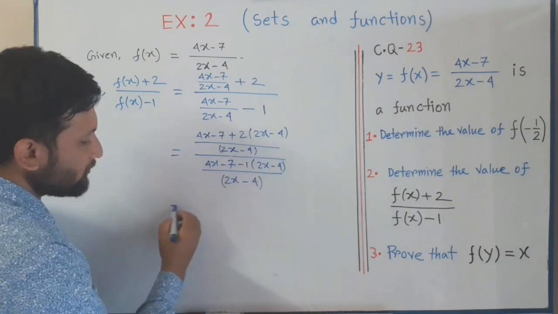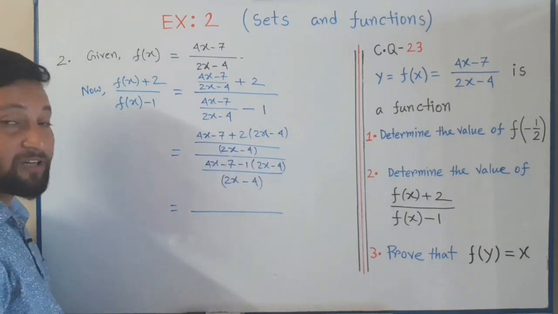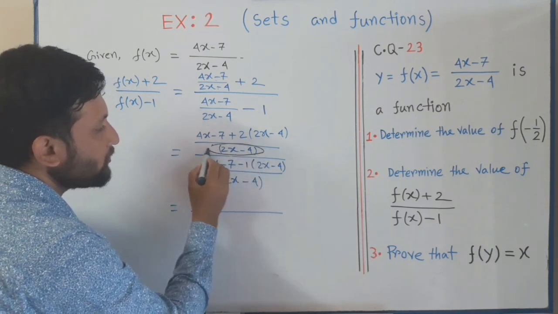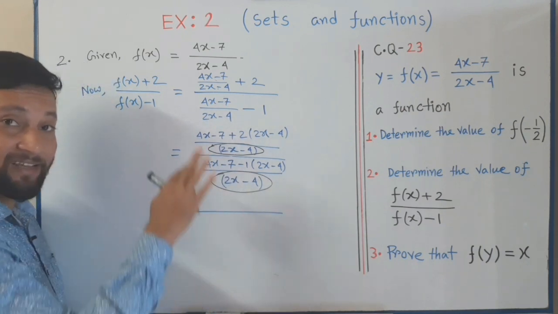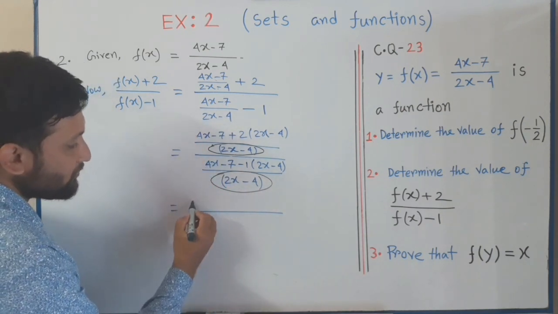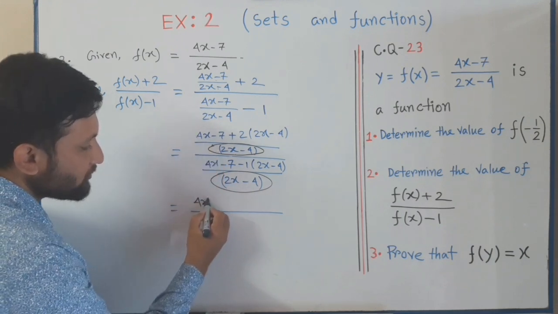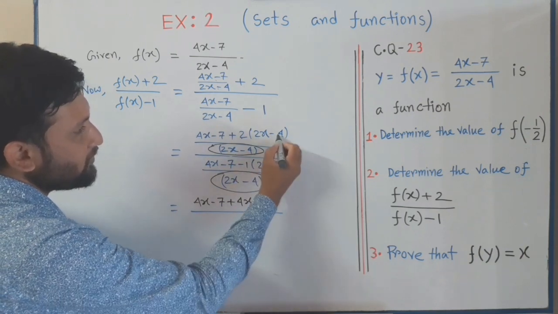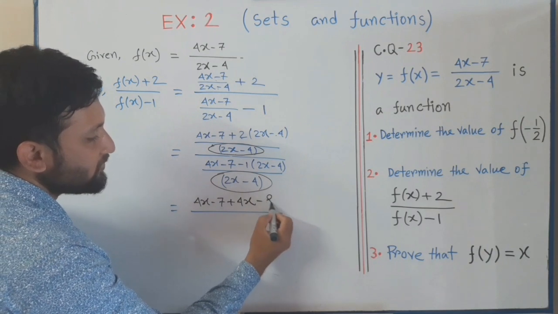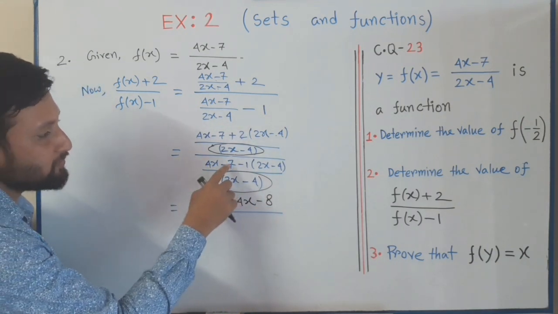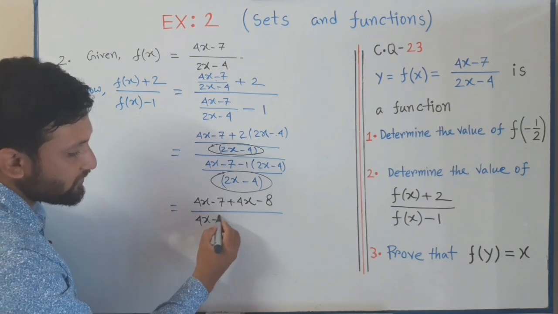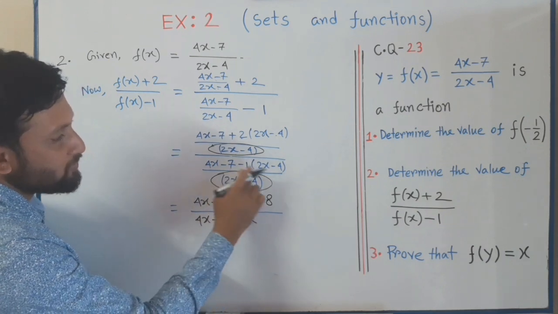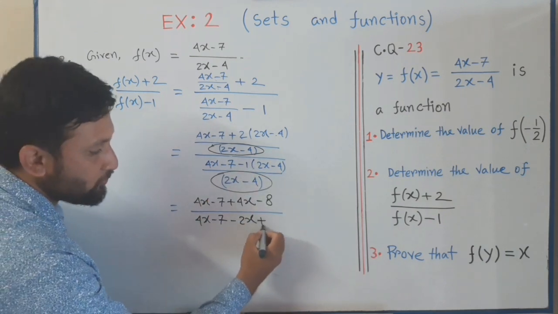Okay. Now here see that in both numerator and denominator the fraction denominators are the same, 2x minus 4 and 2x minus 4. So we can cancel these two terms. Now the rest of the terms in the numerator: 4x minus 7 plus 2 into 2x, that means plus 4x, and then minus 4 into 2, that means minus 8. And then in the denominator, write down here 4x minus 7 and then minus 1 into 2x, that means minus 2x, and then minus 1 into minus 4, so you can write plus 4.